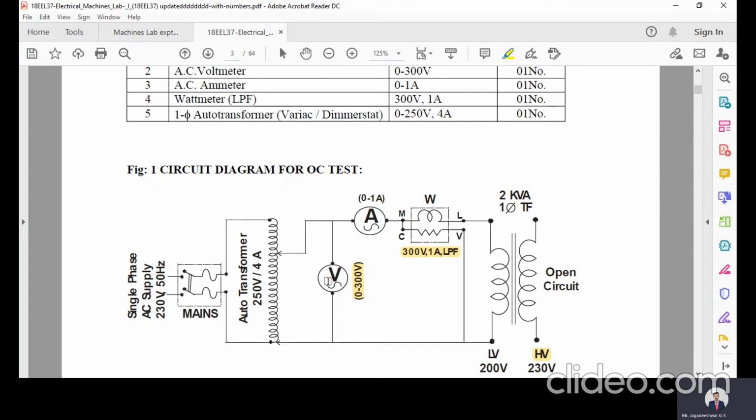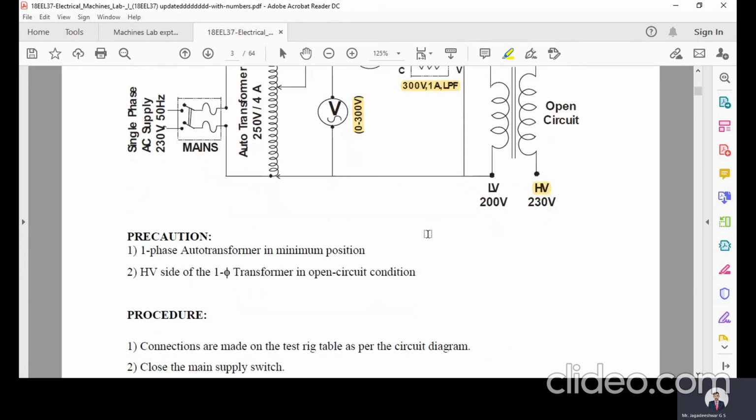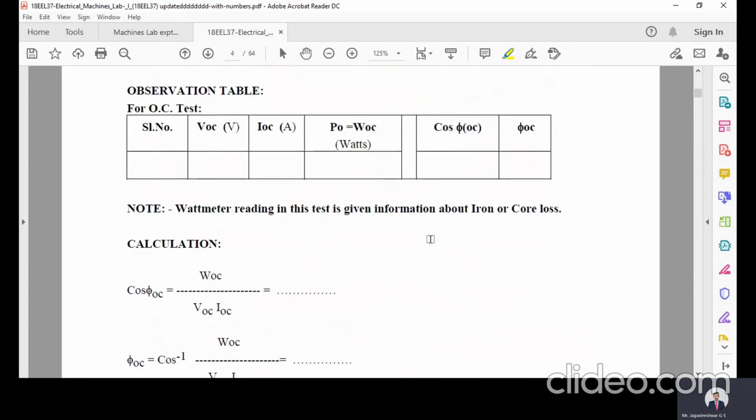Here this is visible. So here you can vary this auto transformer until this voltmeter reads 230 volts. Then you can make a note of this ammeter and wattmeter readings in this tabular column. I will show you how to tabulate.